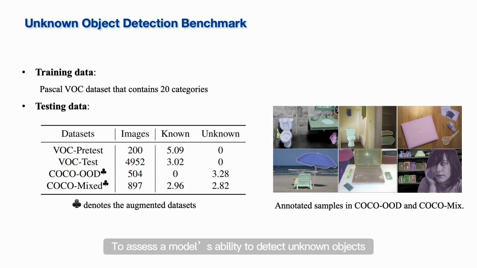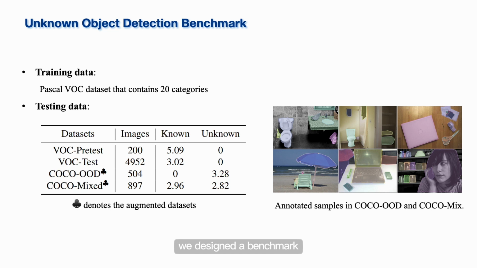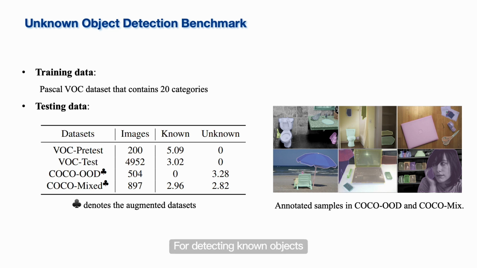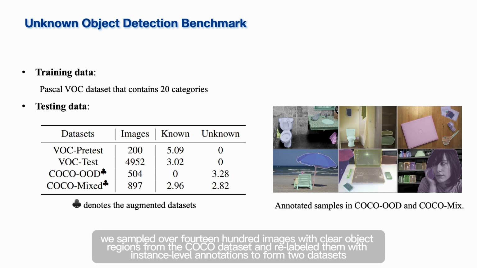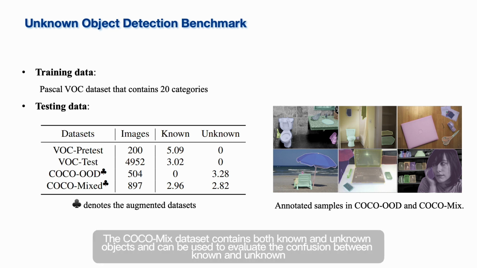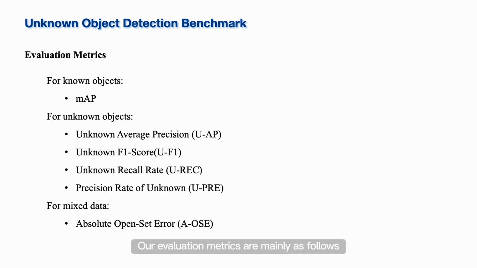To assess a model's ability to detect unknown objects, we designed a benchmark. Our benchmark leverages the Pascal VOC dataset with 20 object classes as the training set, which is the same as VOS. For detecting known objects, we utilize the VOC test set. For detecting unknown objects, we sampled over 1,400 images with clear object regions from the COCO dataset and relabeled them with instance-level annotations to form two datasets. The COCO-OD dataset only contains unknown objects. In contrast, the COCO-MIX dataset contains both known and unknown objects and can be used to evaluate the confusion between them. Our evaluation metrics are mainly as follows.